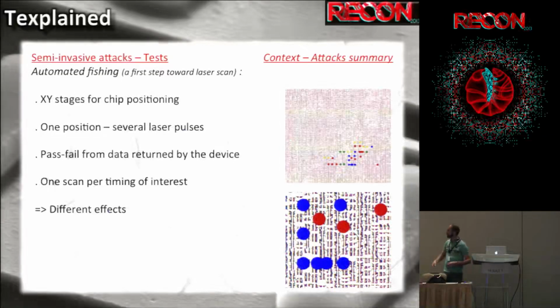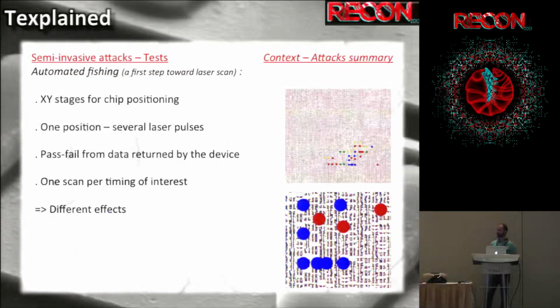In this picture, you can see, for example, there are several colors because there were several effects. In the picture at the bottom, it's transistors that you see. It's with an optical microscope, so it's really low resolution, but just to give you an idea.